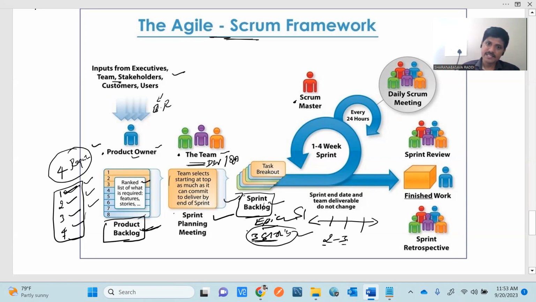Okay, so this is a cycle, this is a sprint, right? 2 to 3 weeks, for example here 3 weeks. In these 3 weeks of work, there will be a daily scrum meeting. That will be conducted every 24 hours, which means daily. If this is the first day of the current sprint, then today we'll conduct the daily scrum meeting, which will be for 15 to 30 minutes max.